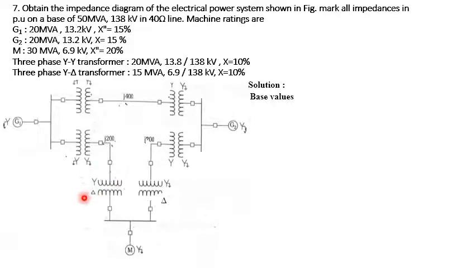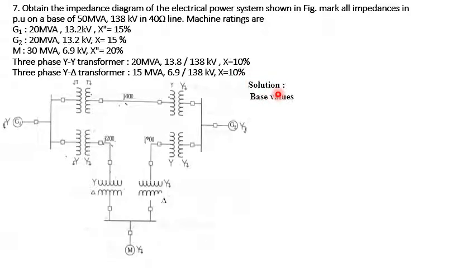Look at this. This is star to delta. This is star to delta. There is a connection at this point. So the star to star transformer is 20 MVA, 13.8/138 kV, with 10 percent reactance. This star to delta transformer is 15 MVA, 6.9/138 kV, and 10 percent. Okay, let's go for the solution.